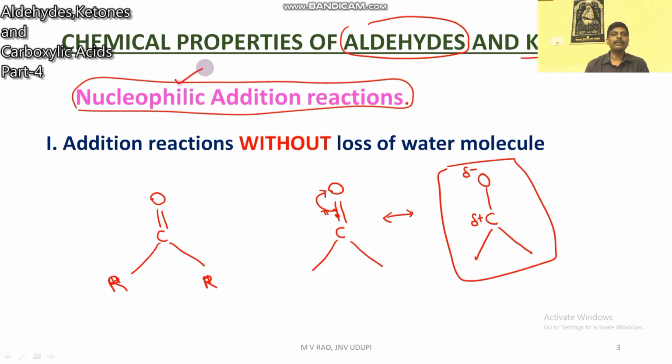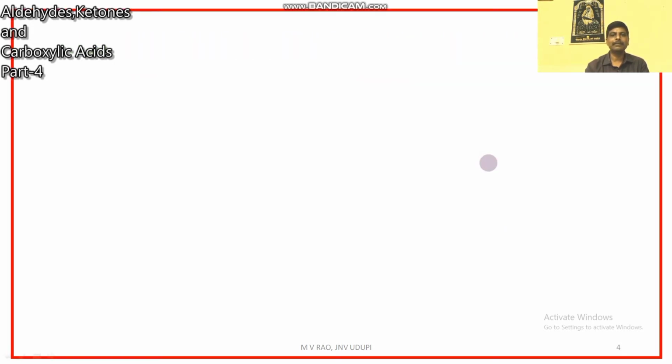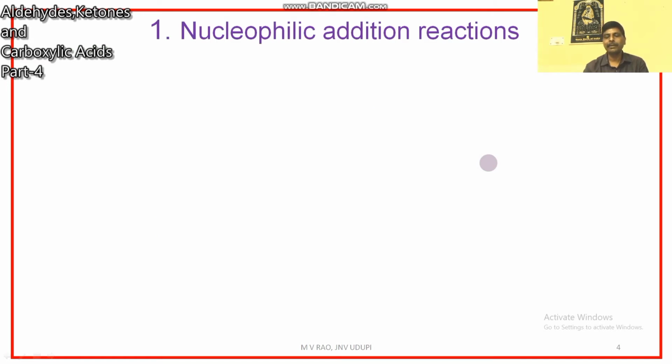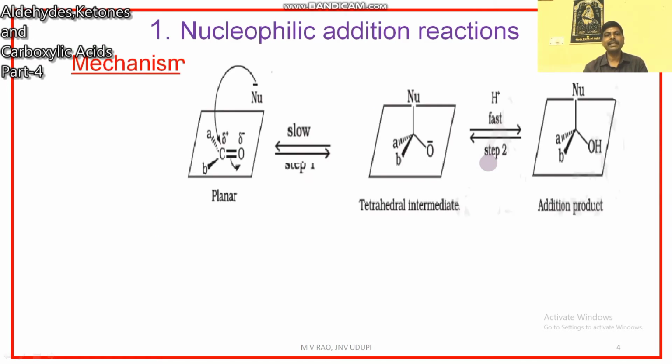Now what about the nucleophile? A nucleophile is a negatively charged radical. So the negatively charged radical will attack the positive center. Nucleophilic addition means that the nucleophile will attack carbon, and the remaining part will attack oxygen. This is the mechanism of nucleophilic addition reactions.